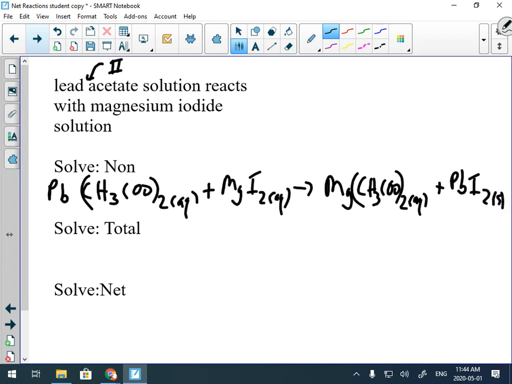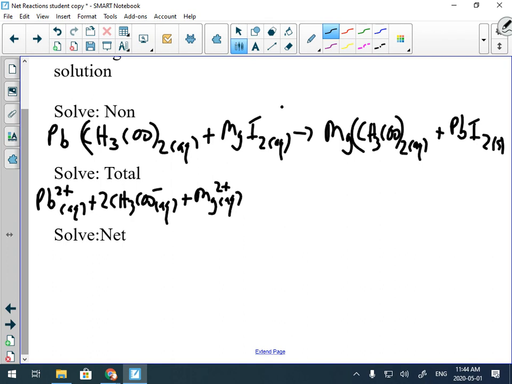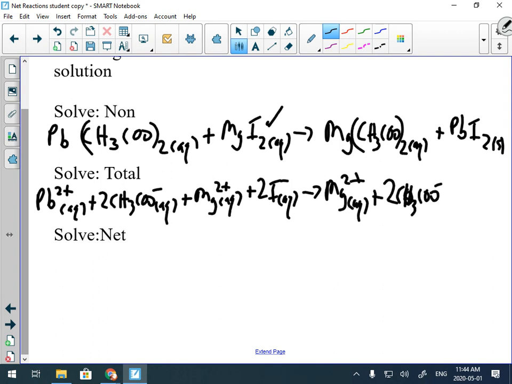Yeah. So for the total, we have to bust apart everything that's aqueous. It's a big pain in the butt. 2 Pb2+ and 2 acetates, plus a magnesium, and then we have 2 iodides, right? So that's 2 separate iodide ions. Arrow. I'm going to bust apart this. We've got magnesium ions, we have 2 acetate ions. And then this is a solid.